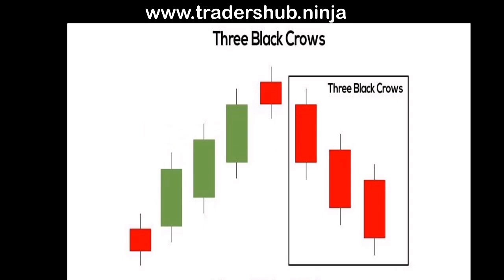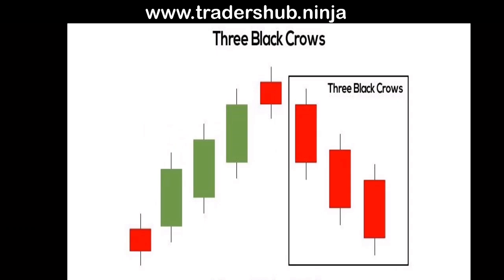The first candle is a bearish candle. The second candle is also a bearish candle. It closed below the first candle's low price. And the third candle is also a bearish candle. This candle also closed below the second candle's low price. These 3 bearish candles are called a 3 black cross candle.